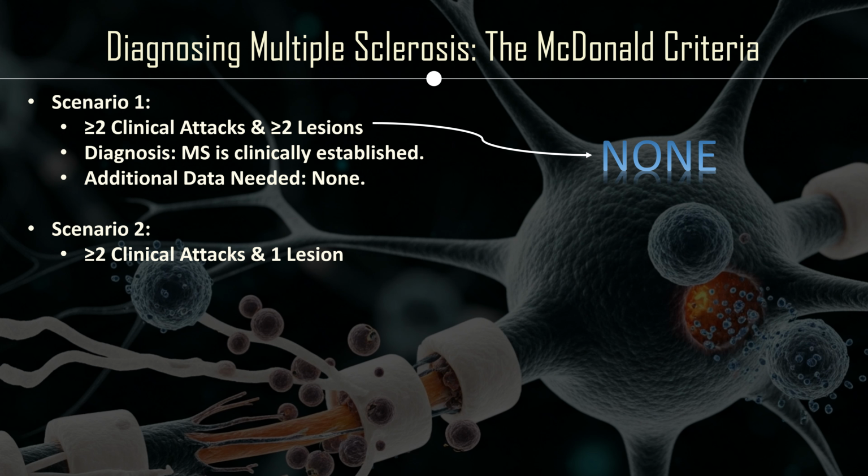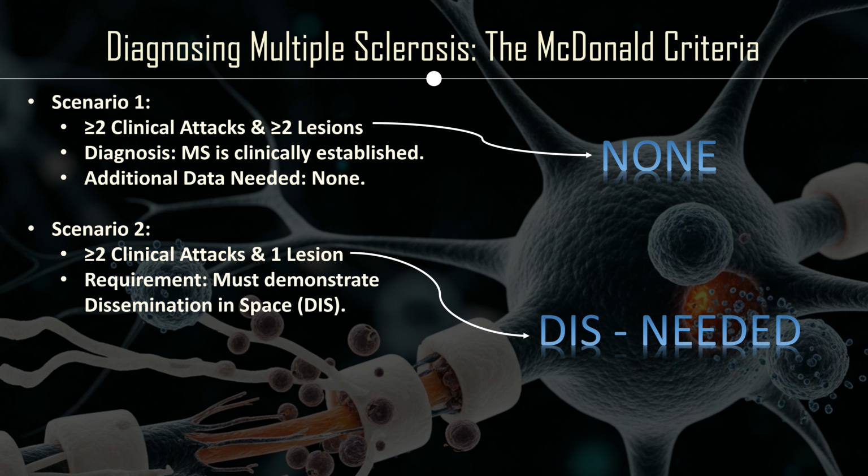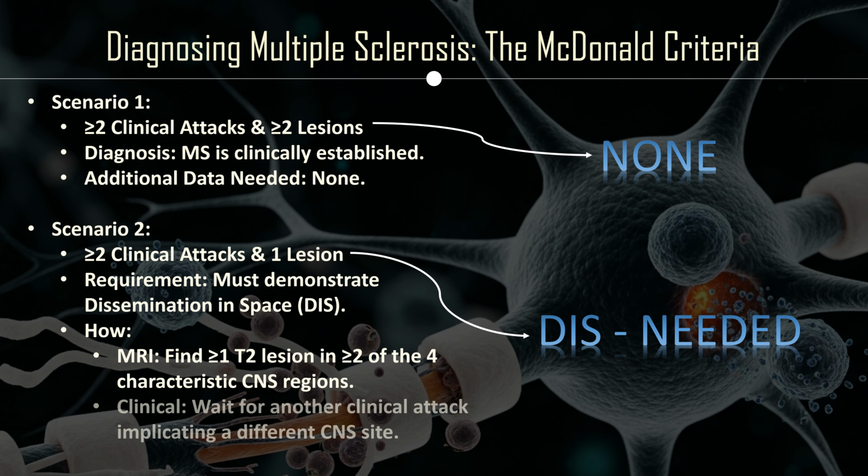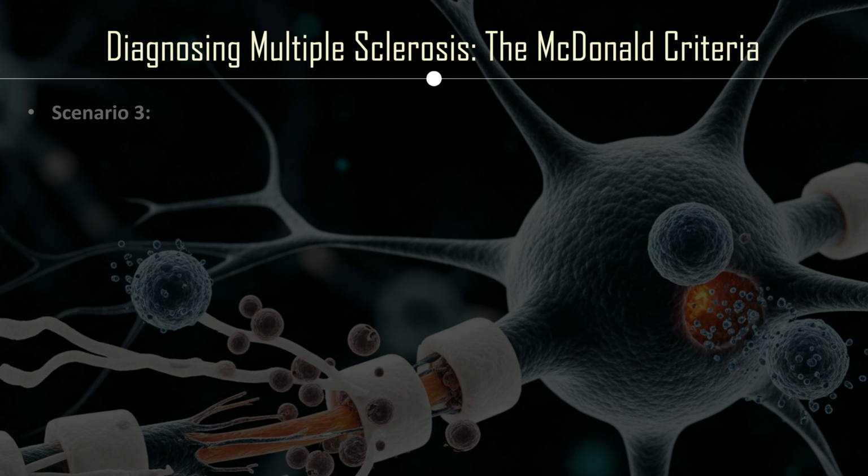In this case, our primary requirement is to demonstrate dissemination in space. How do we achieve this? We can use MRI to find at least 1 T2 lesion in 2 or more of those 4 characteristic CNS regions we just discussed. Alternatively, we can rely on clinical progression, waiting for another clinical attack that implicates a different CNS site, thereby demonstrating new lesion activity in a different location.